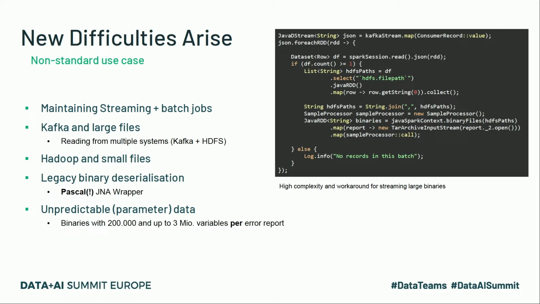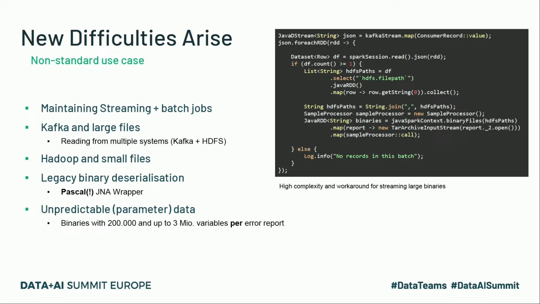And of course, there is this problem with legacy binary deserialization, where we had to use custom libraries that are written in Pascal. And yes, I really am talking about Pascal here, that we have used with JNA to attach them to the Java virtual machine and use them in a Spark job. And of course, this was not the only difficulty, to understand Pascal. It was also very troublesome to make Pascal work with the parallelism of Spark. So this was another layer of difficulty that was added here.